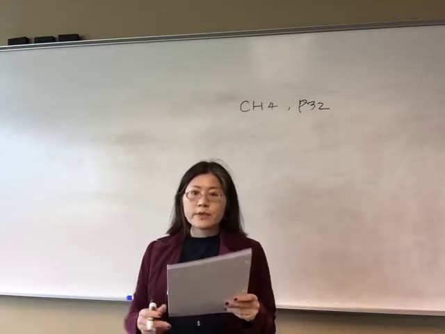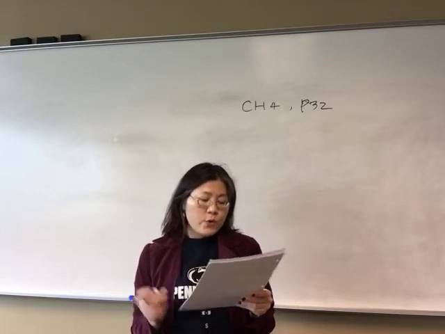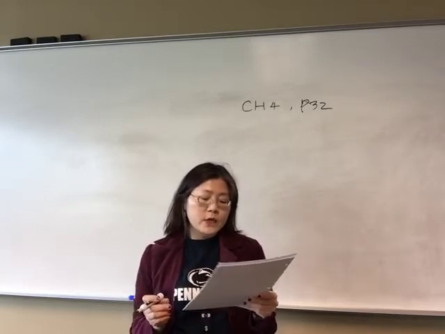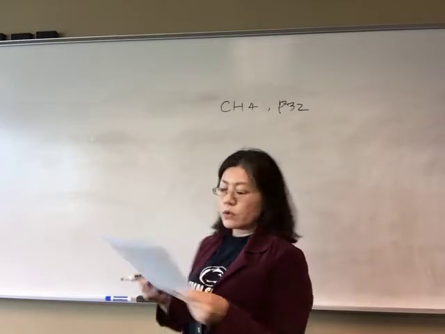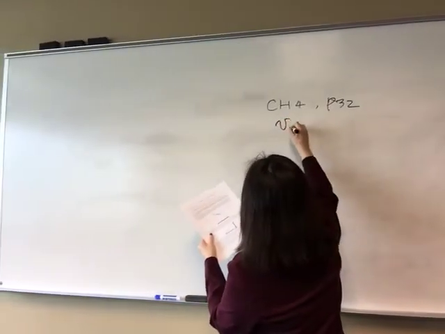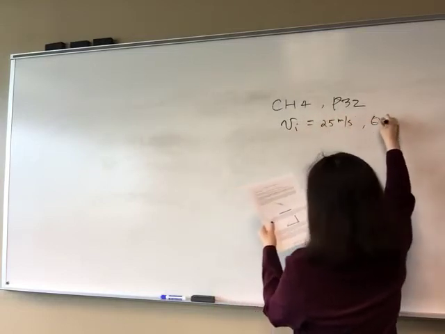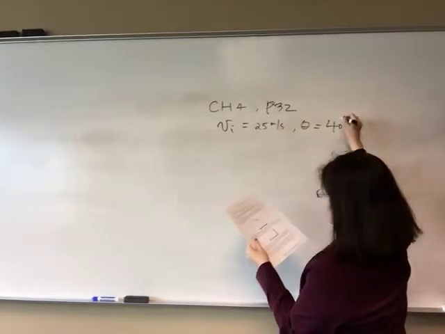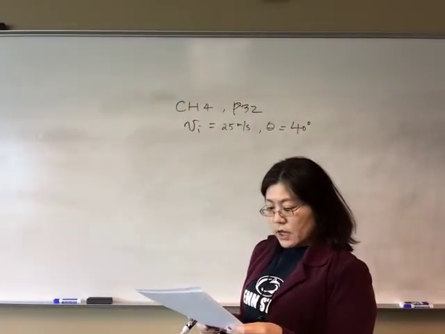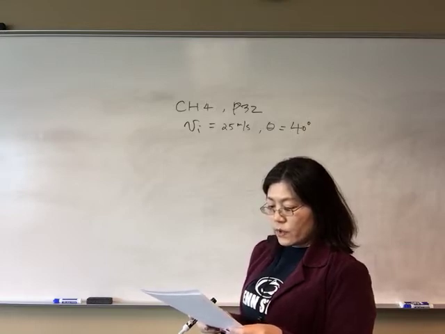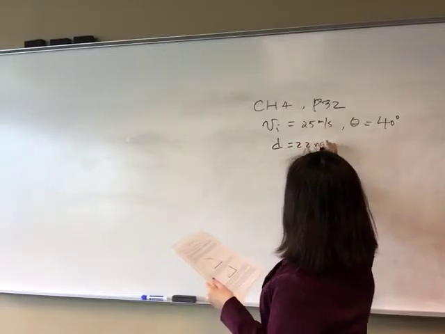Alright, so the next problem that we're going to do is problem 32 from chapter 4. You throw a ball to a wall at speed 25 meters per second at an angle that's 40 degrees above the horizontal. So we have initial velocity that is 25 meters per second and the angle is 40 degrees. And the wall is distance 22 meters from the release point of the ball. So D is 22 meters.